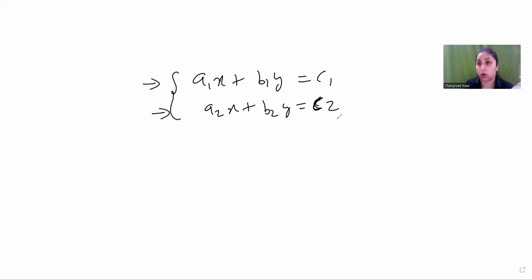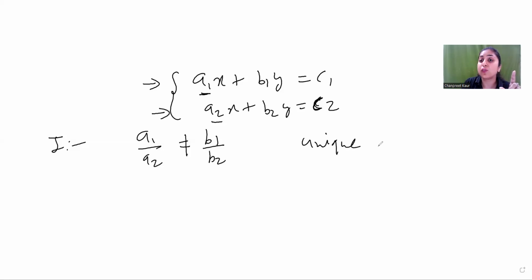So how can we find the solution for this equation, or how can we check whether the solution exists or not? So we have three cases for this. The first case says if a1 upon a2 is not equal to b1 upon b2, meaning the coefficient of x in the first equation divided by the coefficient of x in the second equation, or you can say the ratio of a1, a2 is not equal to b1, b2, then the system will have a unique solution. That is, we are going to have a single value of x and y.